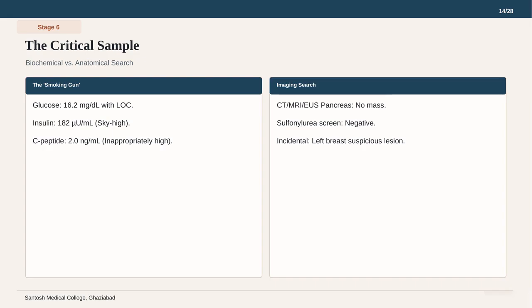Comprehensive scans of her pancreas showed absolutely no mass, and her sulfonylurea screen was negative, ruling out secretagogue abuse. However, there was a completely unexpected incidental finding. A suspicious lesion was discovered in her left breast. This combination of bizarre biochemistry and an unexpected anatomical finding requires careful correlation by our medical team.